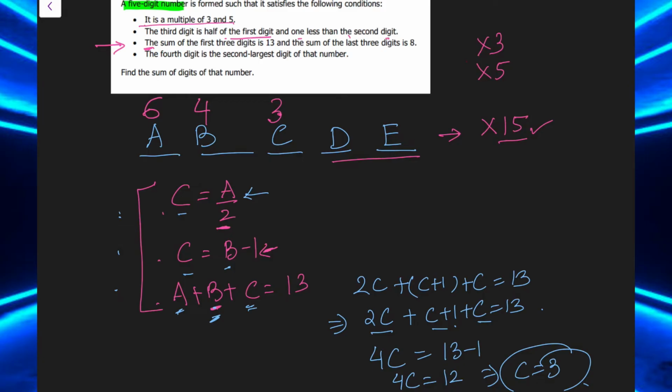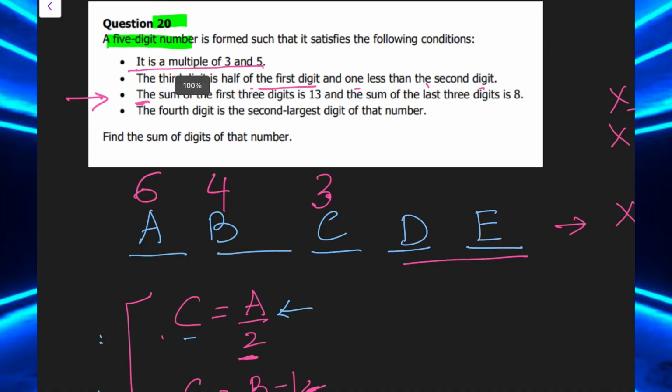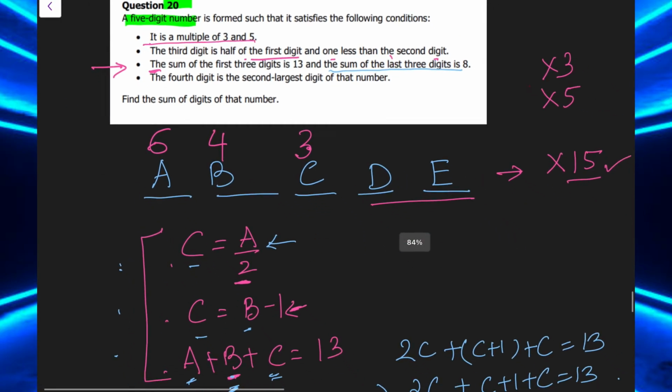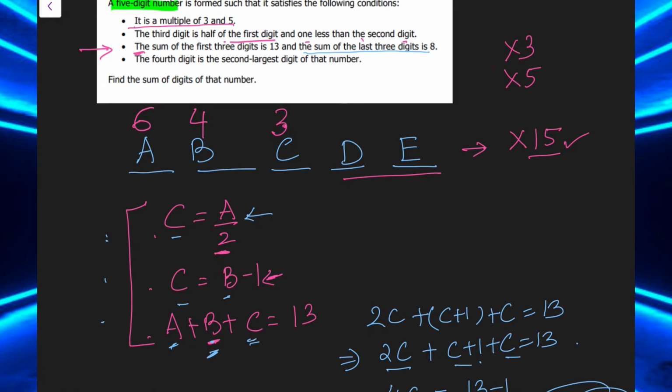So we have the first 3 digits. Now let's look at more conditions. The sum of the last 3 digits is 8. So let me write it in a different color. C plus D plus E is 8. Now we already know C is 3. That means D plus E just has to equal 5.